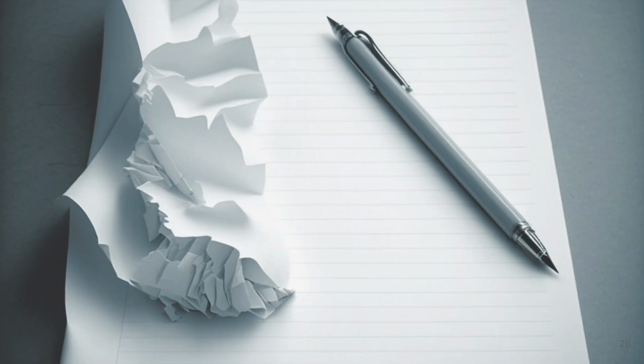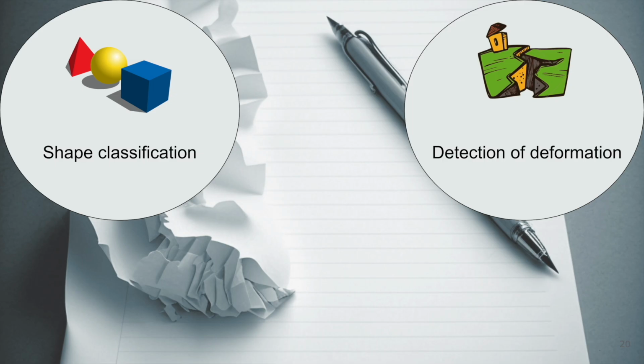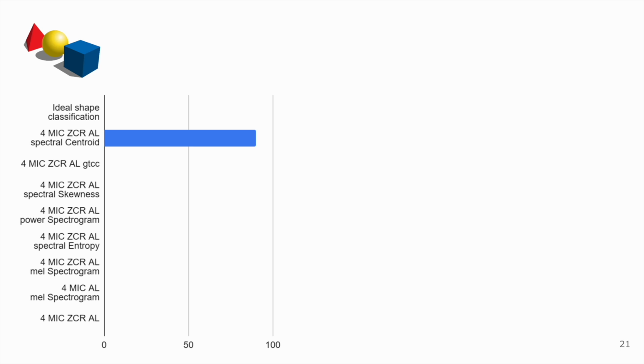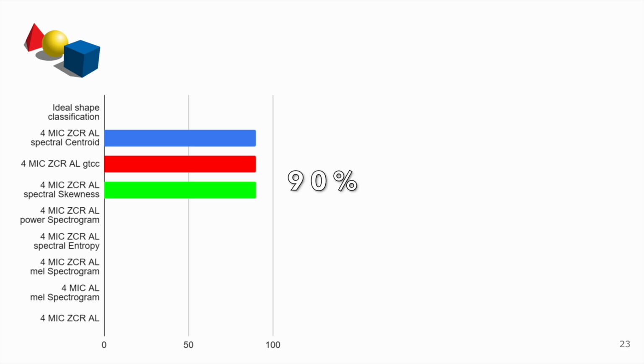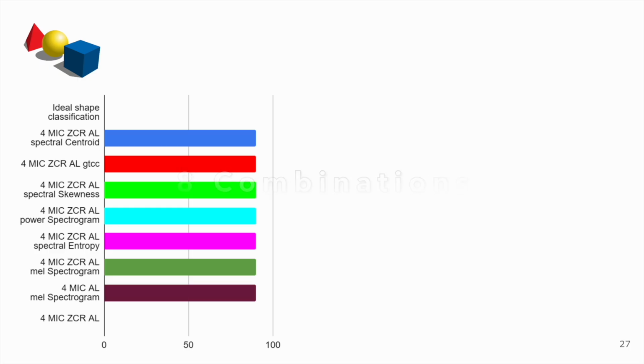Three experiments were conducted to show the potential of audio classification. These experiments were shape classification, detection of deformation, and location of deformation. First experiment, under ideal conditions, the best results of 90% accuracy in differentiating a cube, pyramid, and sphere was achieved using 8 different combinations of features.